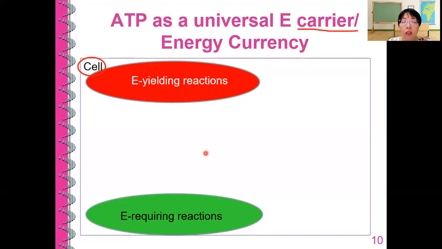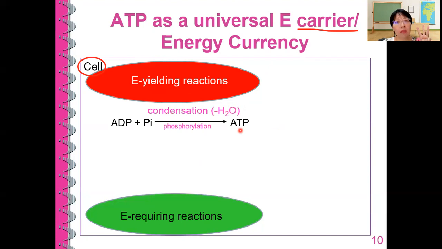Okay. Now not any energy yielding reaction will synthesize ATP. Only 3 types of energy yielding reactions in the cell are able to release energy to synthesize ATP. Only 3 specific types of reactions. Okay. So how is ATP produced? When the energy yielding reaction releases the energy, it will be used for ATP to be synthesized from ADP and Pi.